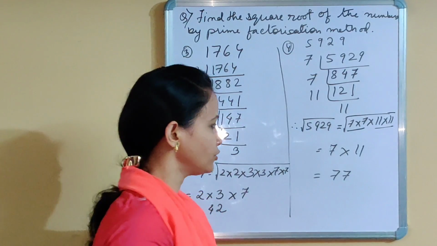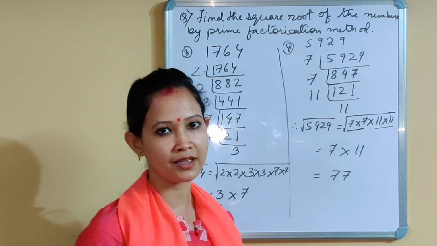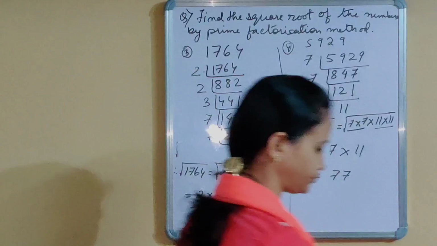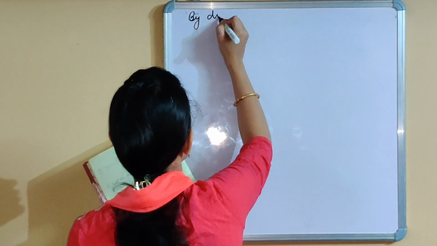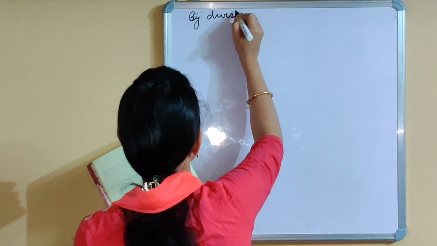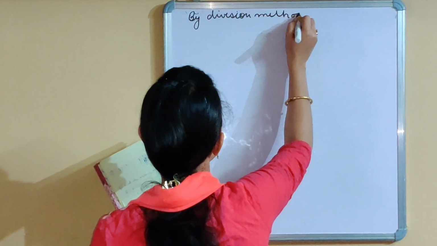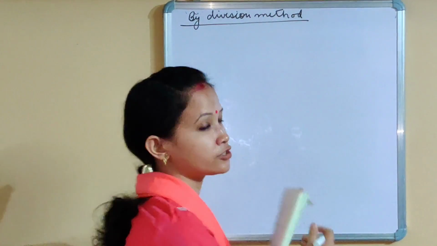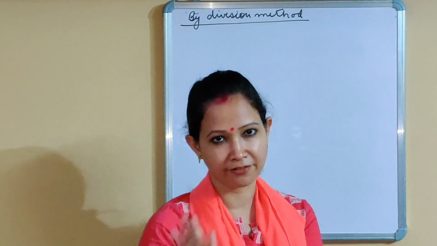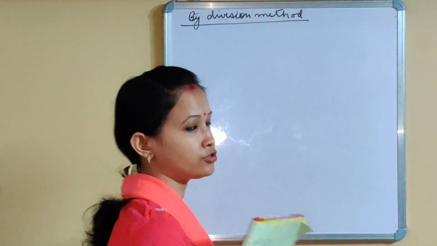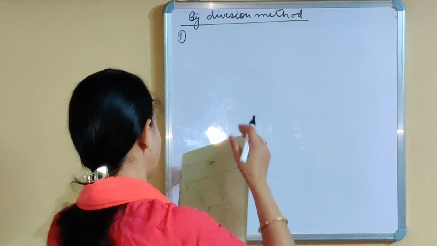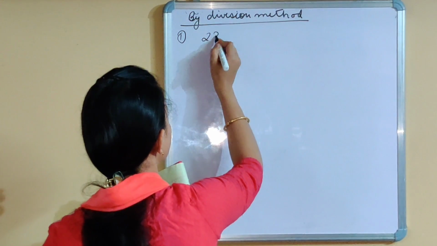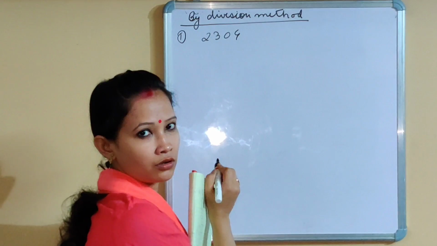Okay. Now the next method will be the division method. This is not the normal division which we do. It's a bit different division method for finding square root. So I'll explain the steps when I do the problem. Let us take a number. Suppose it is 2304.